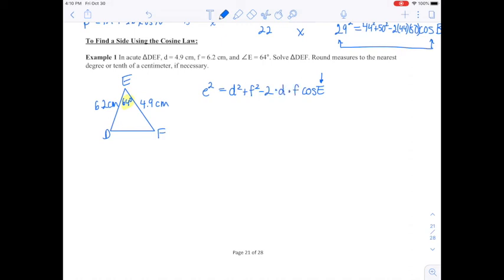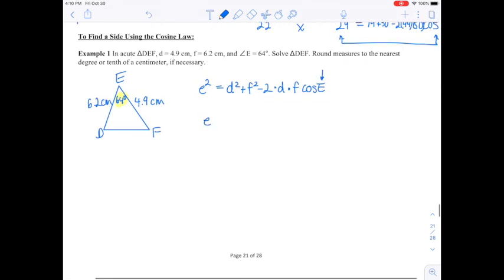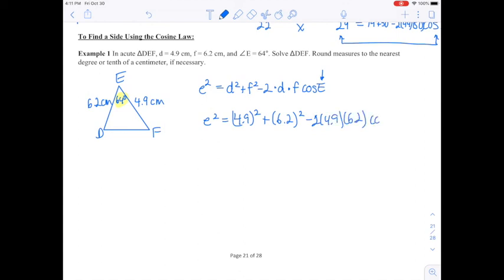All right, so now once I know this, I can fill in the information I know. So e squared equals 4.9 squared, and then we can just put that in our calculators.